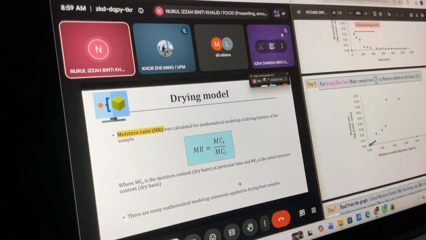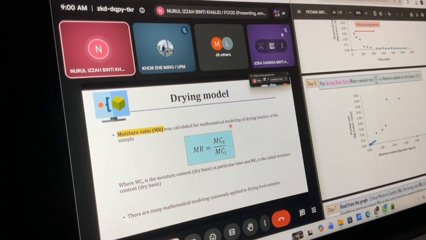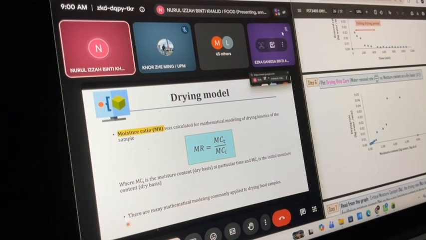First, in order to have this drying model, you have to calculate the moisture ratio. To create the equation, you have to understand the moisture ratio. Moisture ratio is the moisture content on a dry basis at time t divided by the moisture content at initial. Talking about the drying model, it is at different times, so it is related to time. That's why it is the moisture content on a dry basis at different times divided by the initial moisture content.